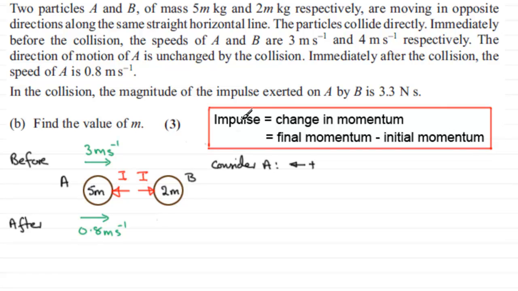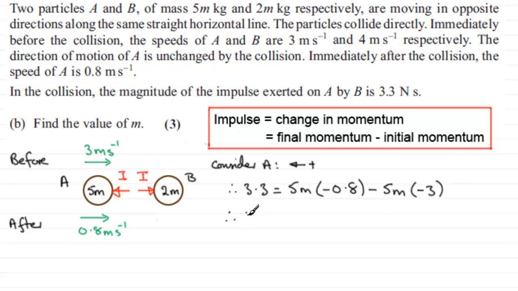Okay, so working off this formula then, we know that this impulse, which is 3.3, so we've got therefore 3.3 is equal to the final momentum, so it's mass times the final velocity, so the mass is 5m, and the final velocity, well, the speed is 0.8 meters per second, but as a velocity, because it's going to the right, in the negative sense then. So this has got to be 5m times minus 0.8. So take care there. Then we've got minus the initial momentum. So it's the mass, which is 5m, multiplied by the initial velocity. Well, this is 3 meters per second, but it's to the right in the opposite sense to what we've got here. So it's going to be 5m times minus 3.